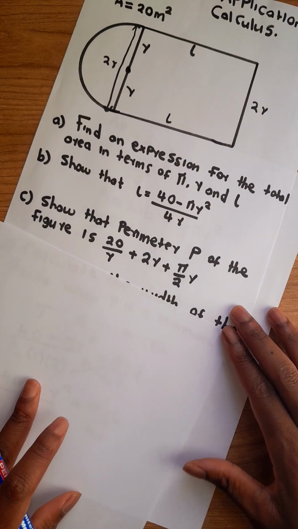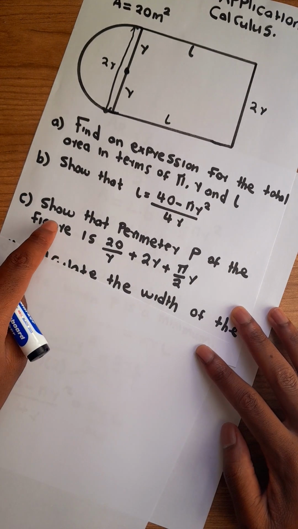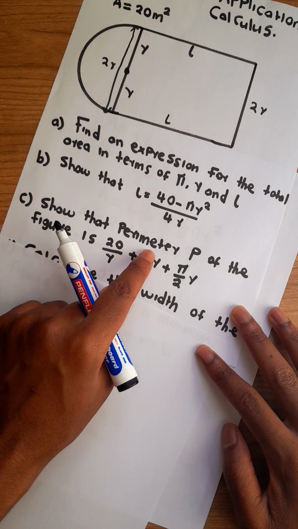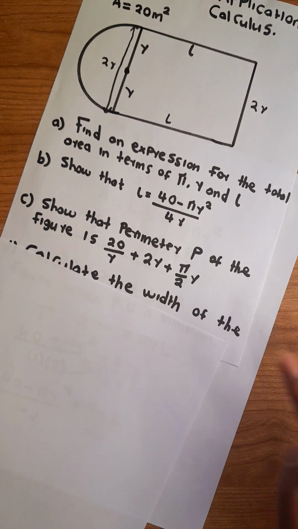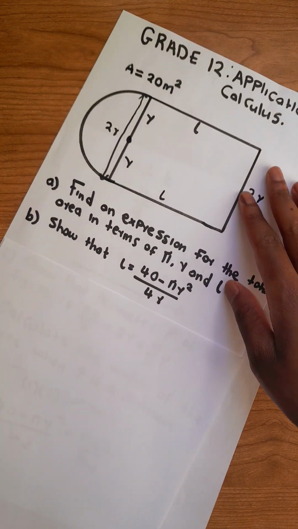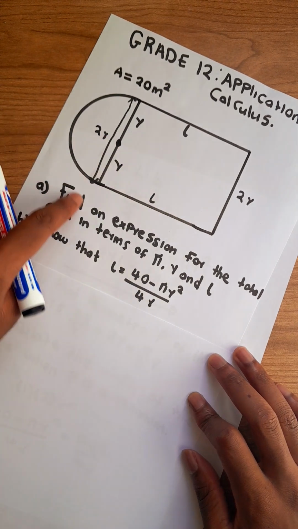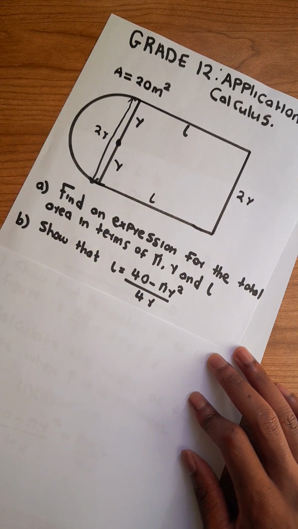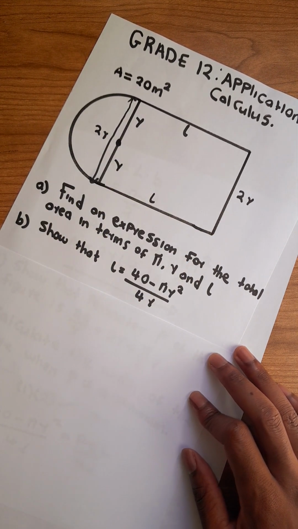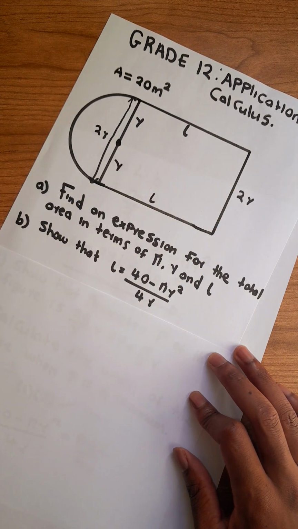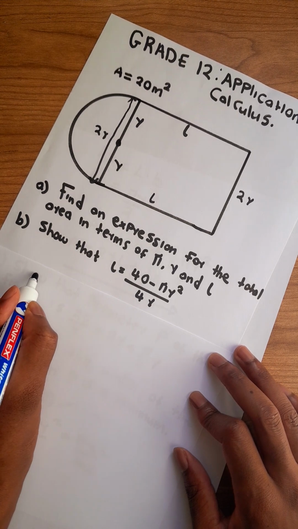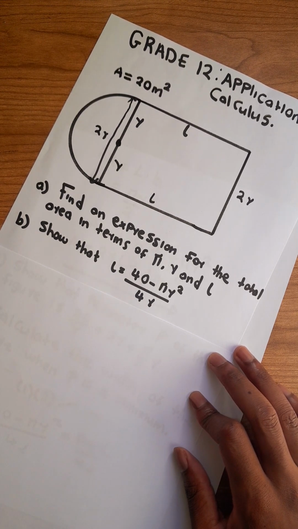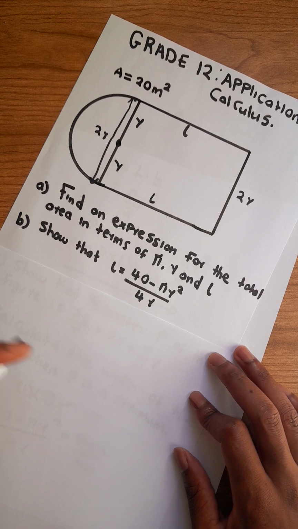Now let's look at this. The question says that we need to show that the perimeter P of the figure is going to be given by this expression. What is a perimeter? Perimeter means adding all the sides of this figure. If we add all the sides of this figure successfully, we're going to get the perimeter. So what is the formula for the perimeter of a circle?